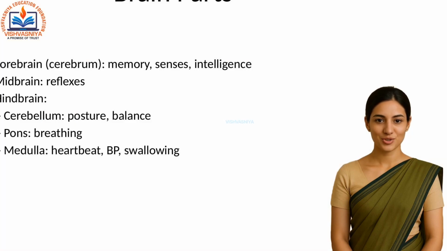Brain parts: forebrain, cerebrum, memory, intelligence, senses; midbrain, reflexes to light and sound; hindbrain, cerebellum for balance, pons for breathing, medulla for involuntary actions like heartbeat. The spinal cord, protected by the backbone, controls reflexes.